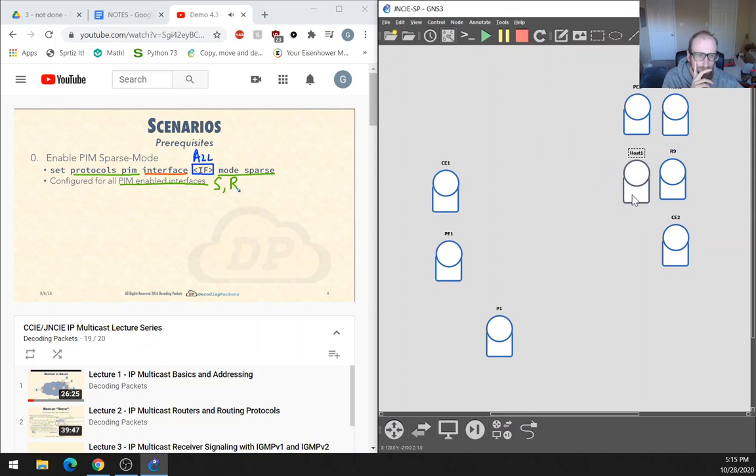But in order for them to take that signaling and convert it into PIM signaling, PIM must be enabled on those interfaces as well. So essentially, any interface in the topology that has an IP address configured over it must be enabled for PIM. That would be the easy way to go about it.